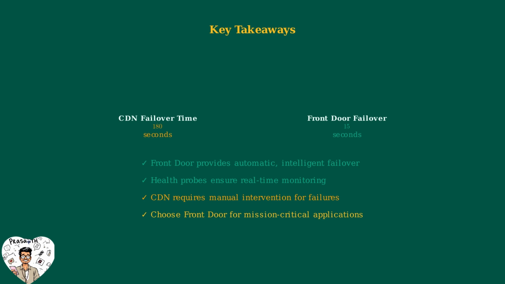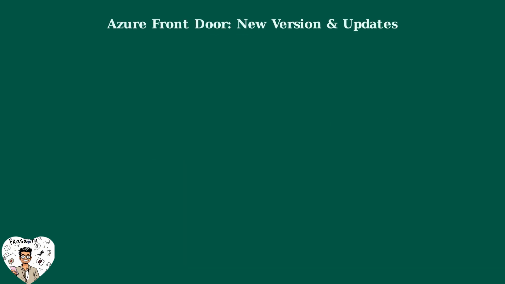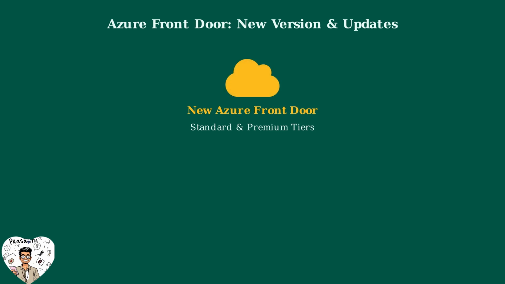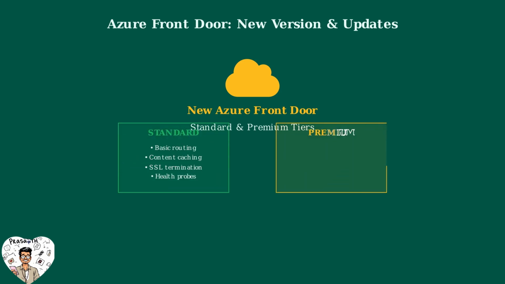Microsoft has completely reimagined Azure Front Door with a new version that brings significant improvements and modernization to content delivery services. The new Azure Front Door comes in two tiers: Standard and Premium, each designed to meet different business needs and complexity requirements. The Standard tier provides essential features like basic routing and content caching, while the Premium tier adds advanced security with WAF protection, bot detection, and enhanced analytics capabilities.